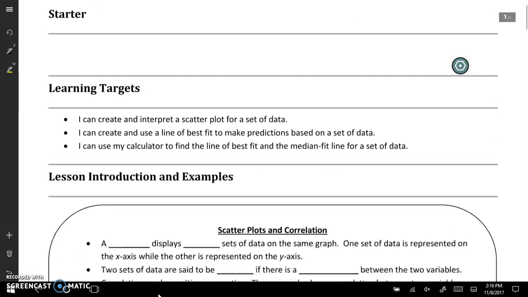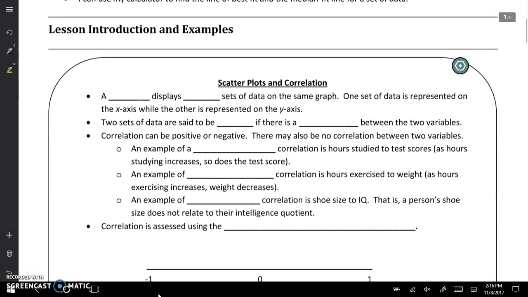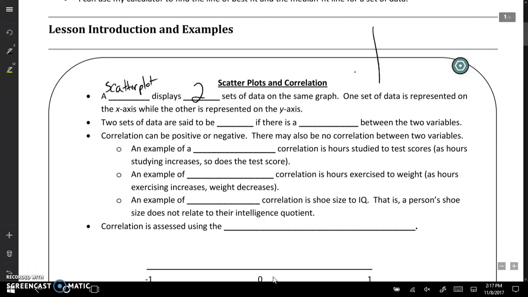Okay. So we've got a couple things first. Some notes. I apologize for the small blanks, but it's what I had to do to put it all on one page. First thing, a scatter plot displays two sets of data on the same graph. One of them is going to be on the x-axis, one of them on the y-axis. So here's your x-axis, here's your y-axis, and we're going to put them together as ordered pairs and plot them.